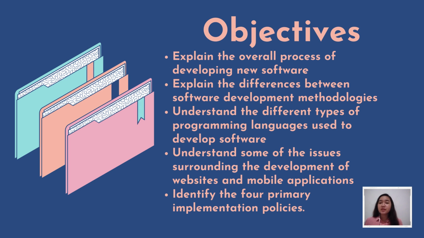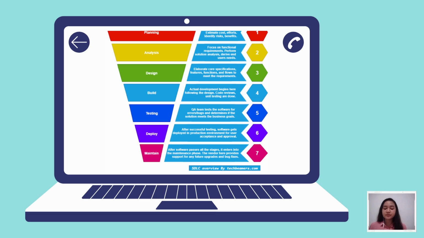In this video, the learning outcomes that are expected are the following. First is to explain the overall process of developing new software. Second is to explain the differences between software development methodologies. Third is to understand the different types of programming languages used to develop software. Fourth is to understand some of the issues surrounding the development of websites and applications. And lastly, to be able to identify the 4 primary implementation policies.